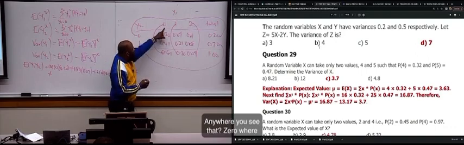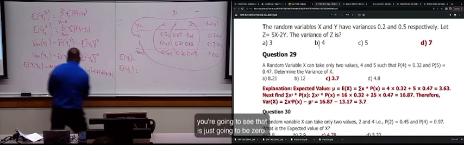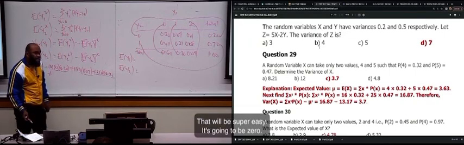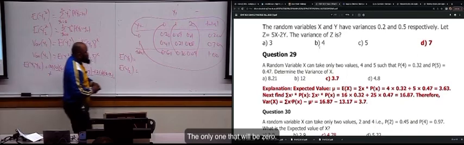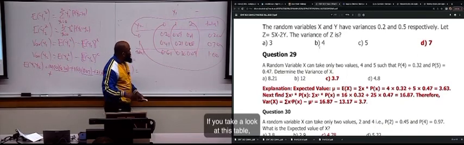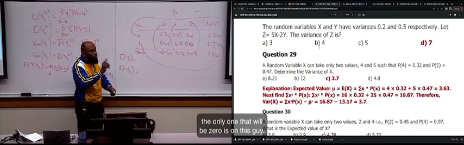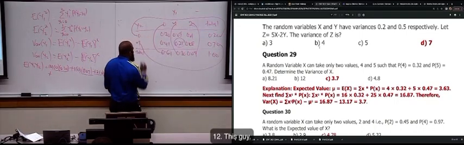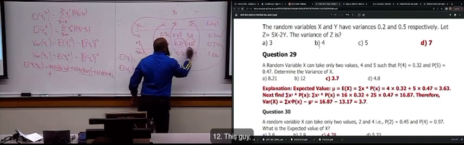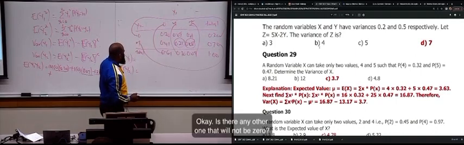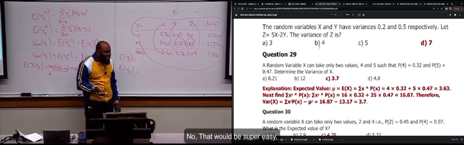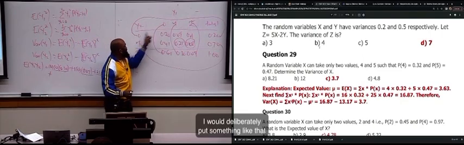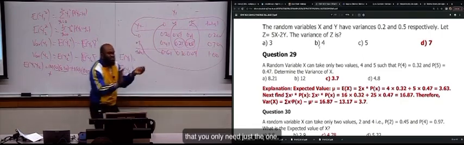Anywhere you see that 0, what you're going to get there is just 0. This is going to be 0. This is also going to be 0. That would be super easy. The only one that will not be 0, if you take a look at this table, is 1, this guy, 1, 2, this guy. Is there any other one that will not be 0? No. That would be super easy. I deliberately put something like that so you only need just a few.